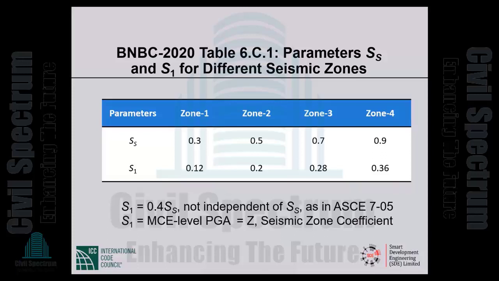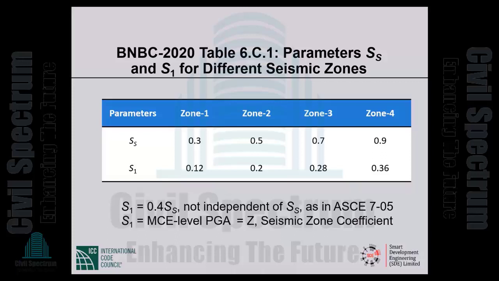Now, if you look at the numbers, the writers of BNBC have made S sub 1 always equal to 40% of S sub S. Okay, 0.12 is 40% of 0.3, 0.2 is 40% of 0.5, 0.28 is 40% of 0.7, 0.36 is 40% of 0.9. This is something BNBC has built in. In AC7, S sub S and S sub 1 are independent. We have different maps that give us values.